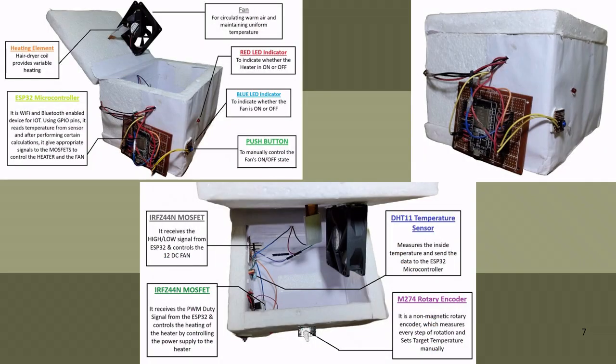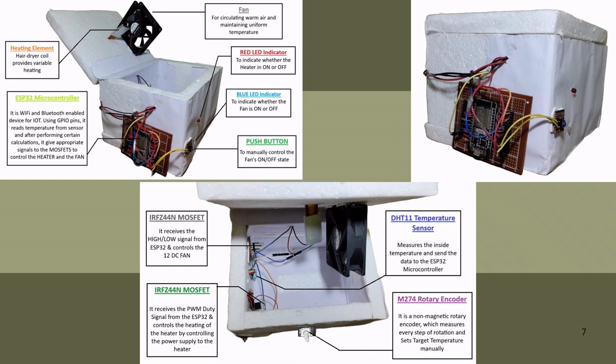So here we have the various components of our experimental setup. First of all, we have the heating element, which is basically the main actuator that raises the temperature of the system. When the PID controller output demands heating, it turns on or modulates the power supply to the heating element. Next up, we have the fan.